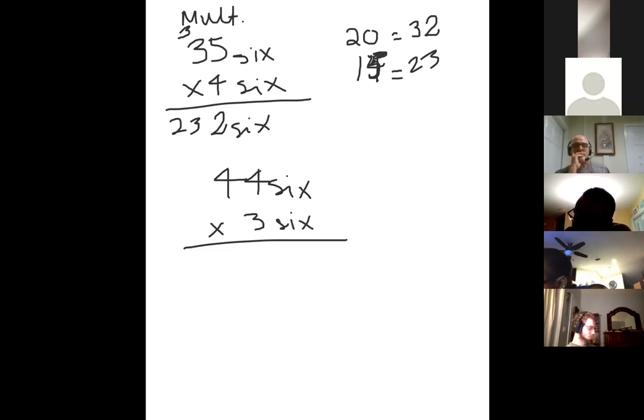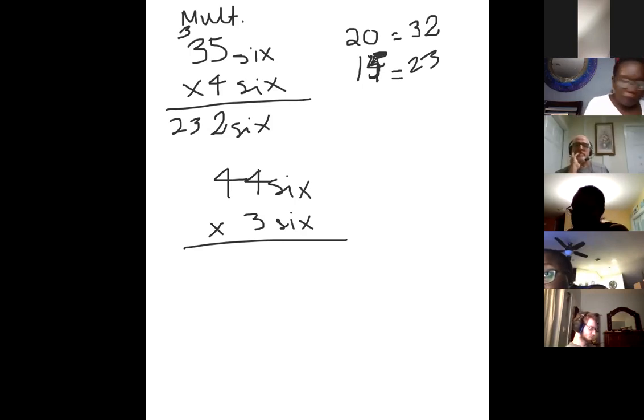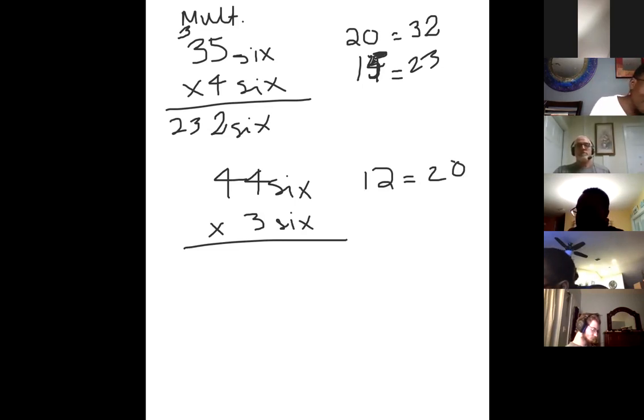All righty, I'm back. So let's see what kind of progress you guys made. We do 3 times 4, that's 12. Obviously, we cannot use that. 6 goes into 12 2 times with 0 left over. So drop the 0, carry the 2.